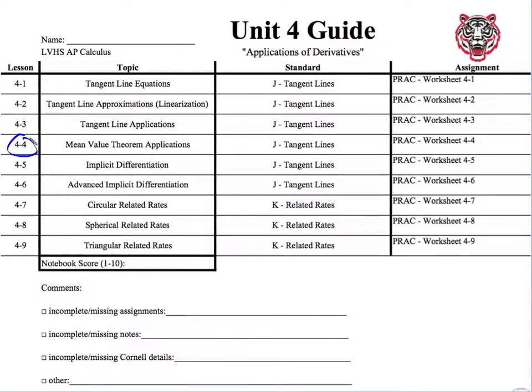Here we go. By the way, this is where we are in our unit guide. We're on lesson 4-4, and we are almost halfway through the unit. Still on standard J. I don't like standard J. Okay, so I want to give you guys an example. So let's do this in black.